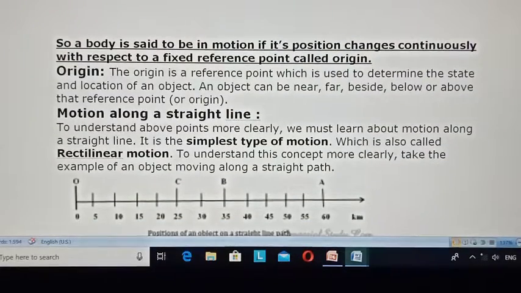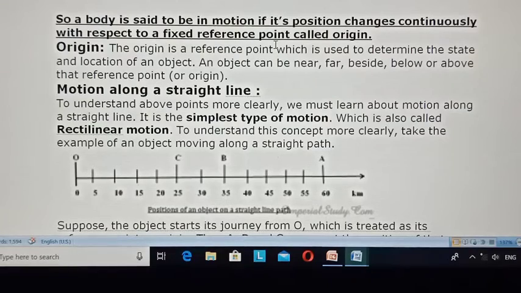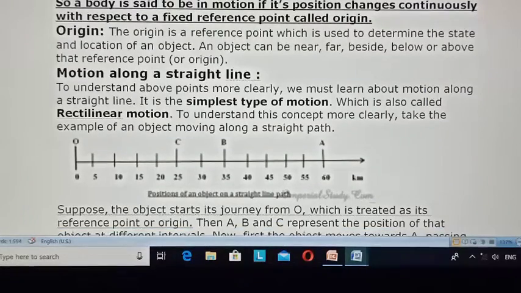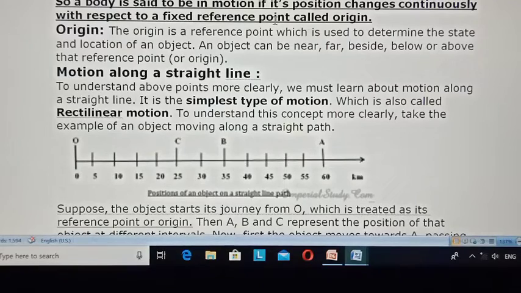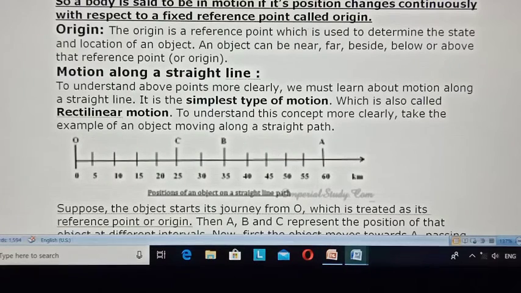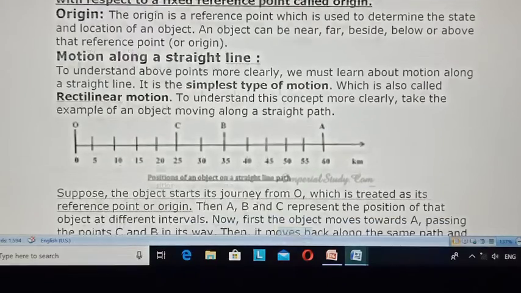So this is how to define motion of an object. More precisely, you can define motion of an object by saying that the object changes its position with respect to some reference point. Fine. So how will you define motion? You should be able to define motion in terms of the reference point. That is, you will say that when a body changes its position continuously with respect to a fixed reference point, then we can say that the body is in motion. If the body is not changing its position with respect to that reference point, then we can say that the body is at rest. Fine.